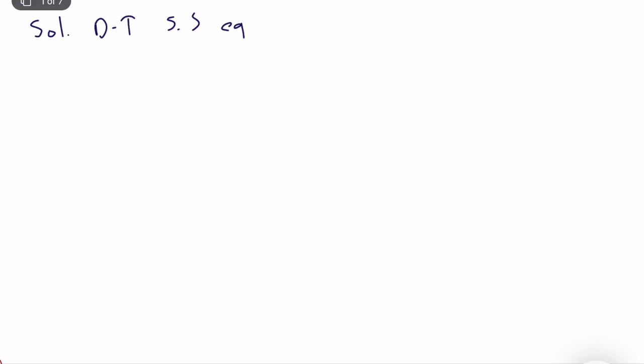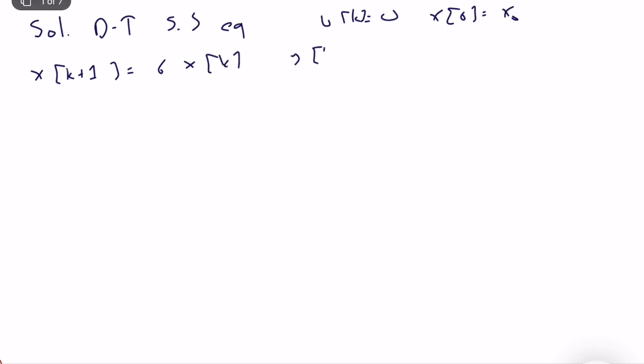In this video, I would like to talk about the solution of discrete time state space equation. Let's start with the case that u of k is equal to 0, so there's no input, and x of 0 is equal to some initial condition x naught. In this case, we can write x of k plus 1 is equal to g times x of k, whereas y of k is equal to c times x of k.